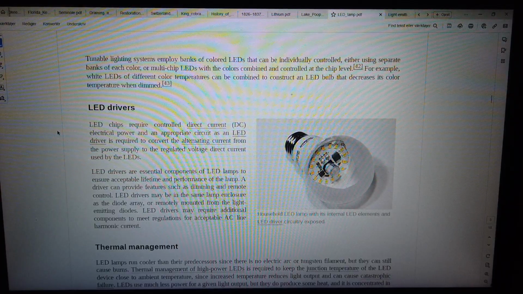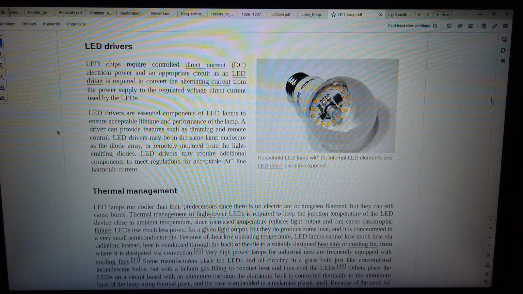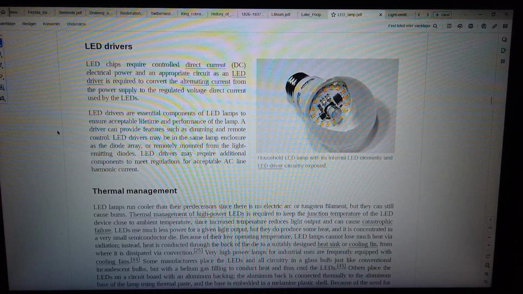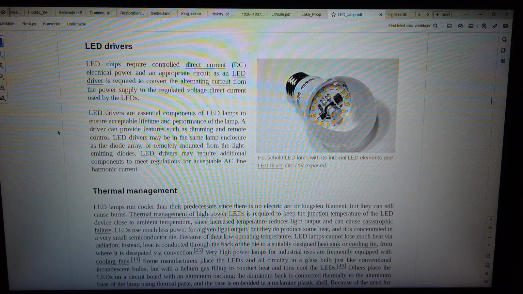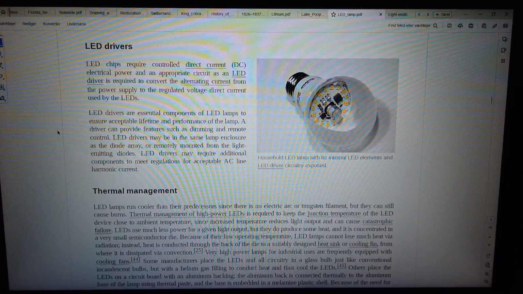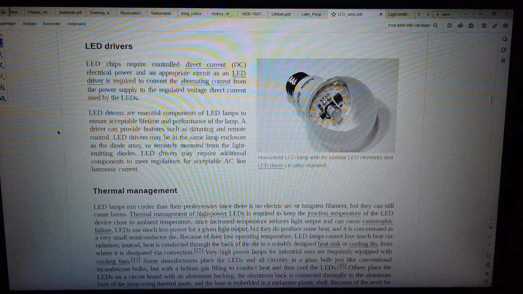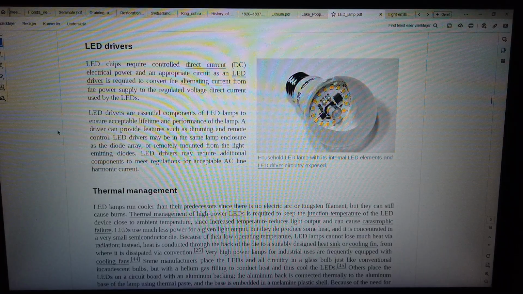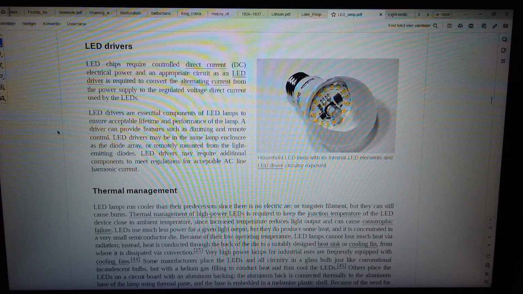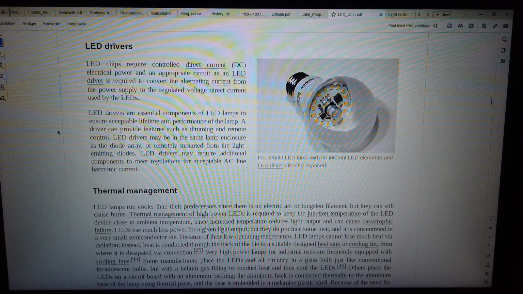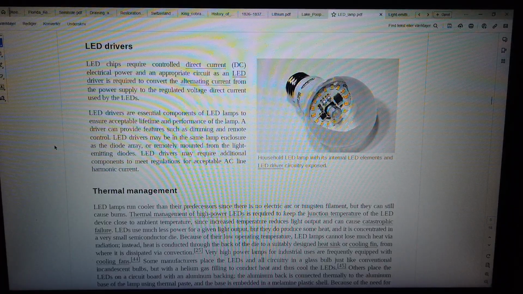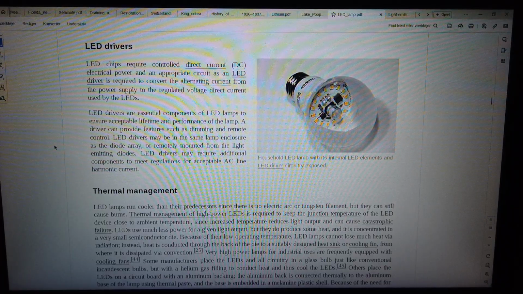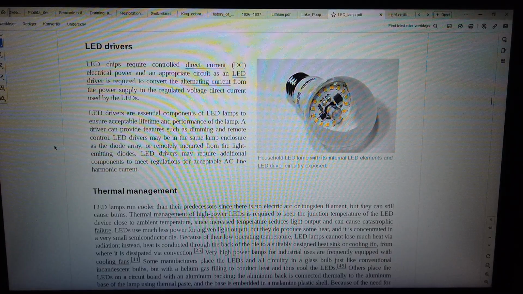LED drivers. Household LED lamp with its internal LED elements and LED driver circuitry. Exposed LED chips require controlled direct current, DC, electrical power, and an appropriate circuit as an LED driver is required to convert the alternating current from the power supply to the regulated voltage direct current used by the LEDs. LED drivers are essential components of LED lamps to ensure acceptable lifetime and performance of the lamp. A driver can provide features such as dimming and remote control.